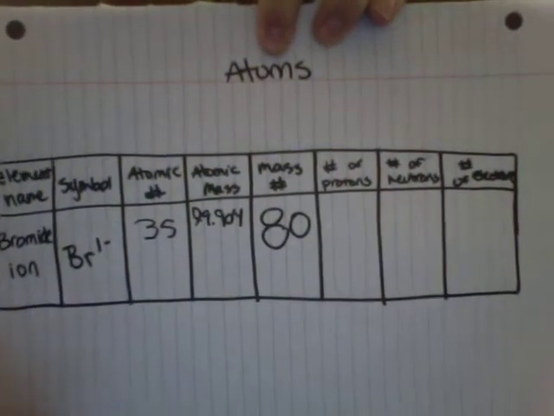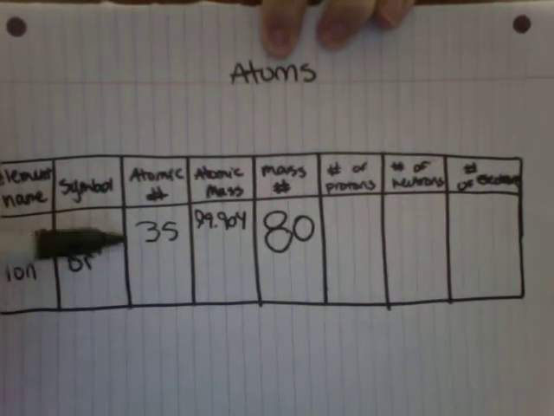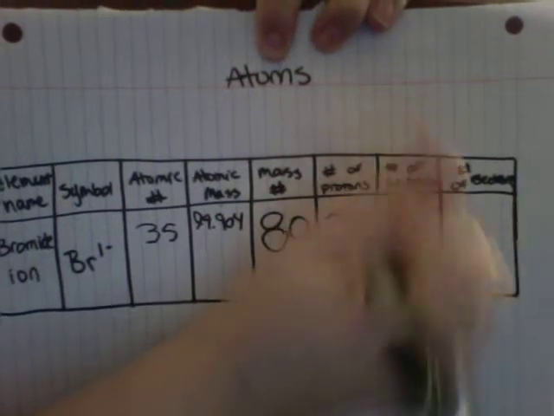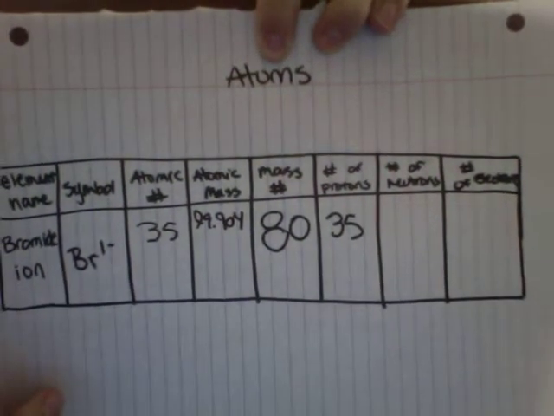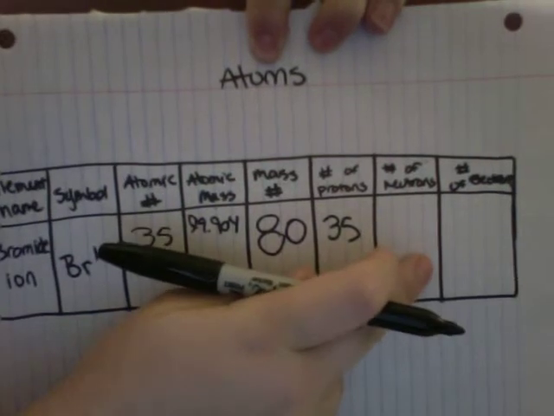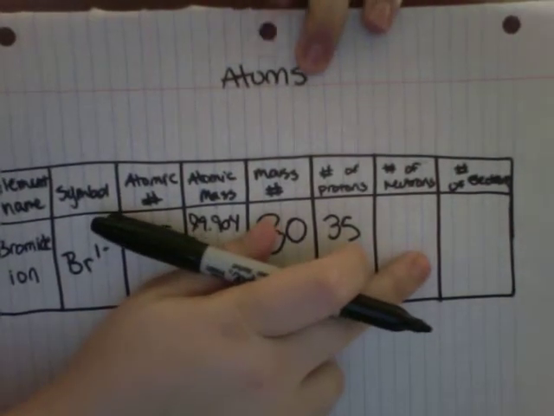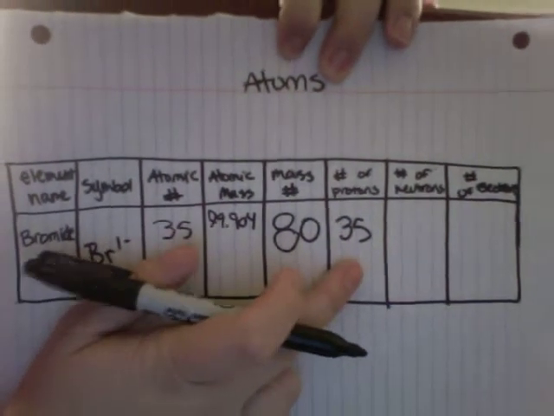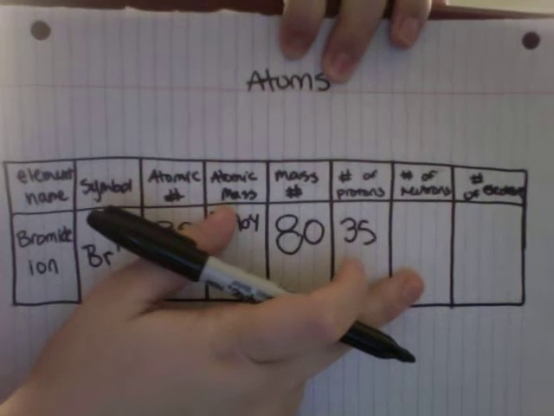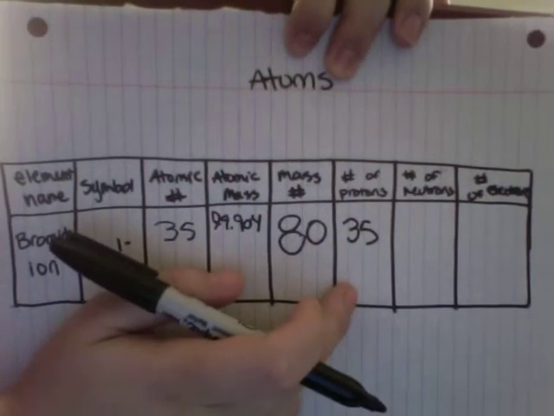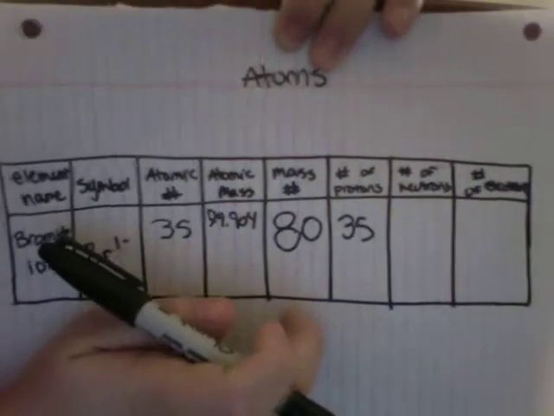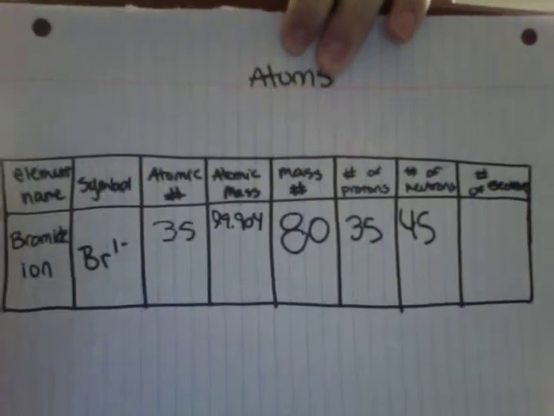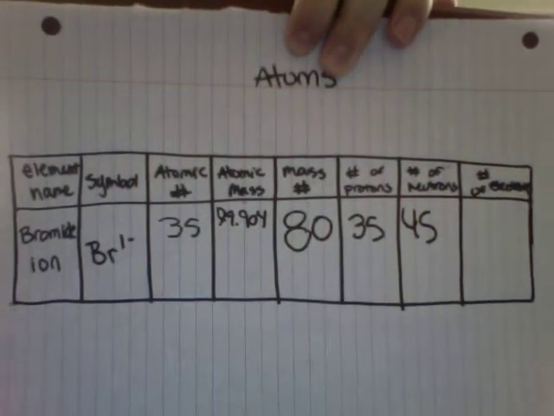The atomic number is always the number of protons in your atom. So the number of protons is 35. To determine the number of neutrons, the mass number is the number of protons plus the number of neutrons. Since you have the number of protons, all you have to do is subtract 35 from 80 and you come up with 45. And that is how many neutrons are in bromine.